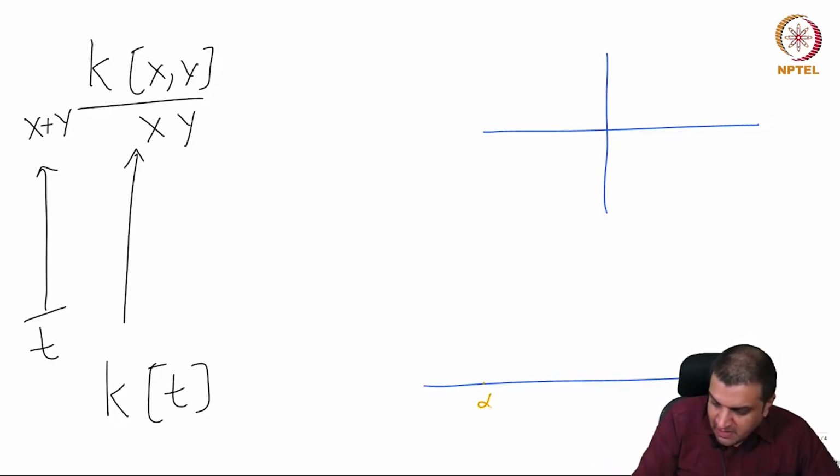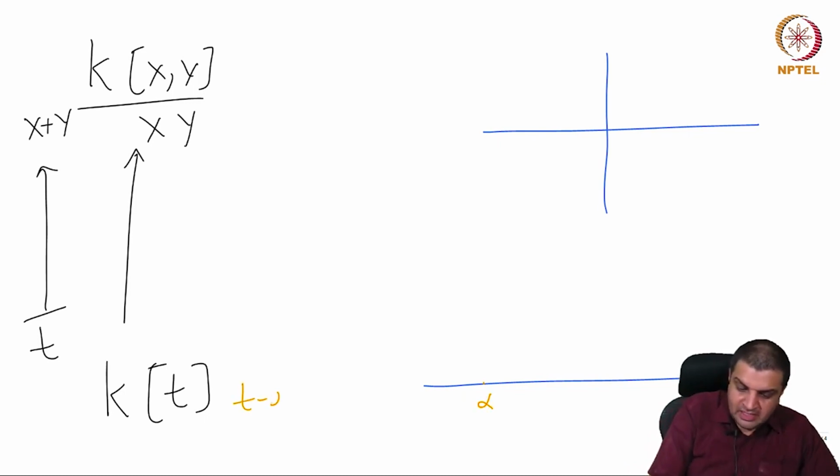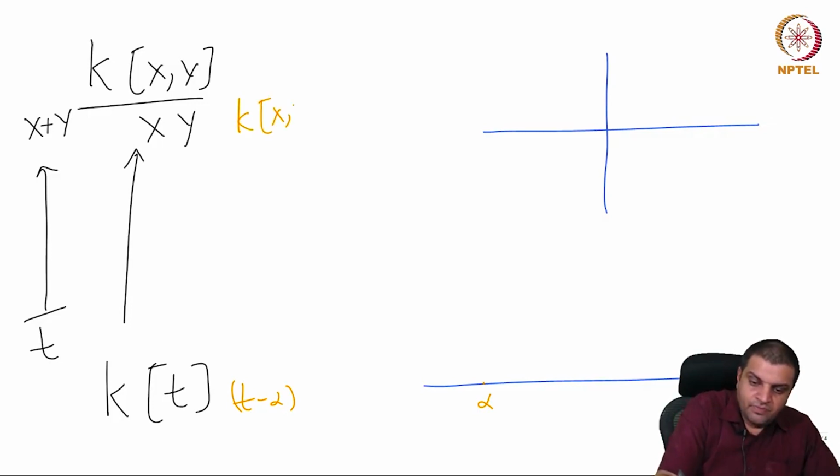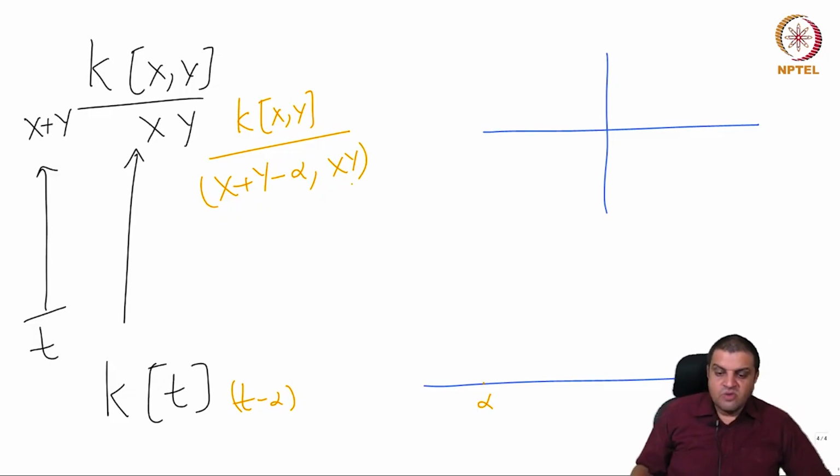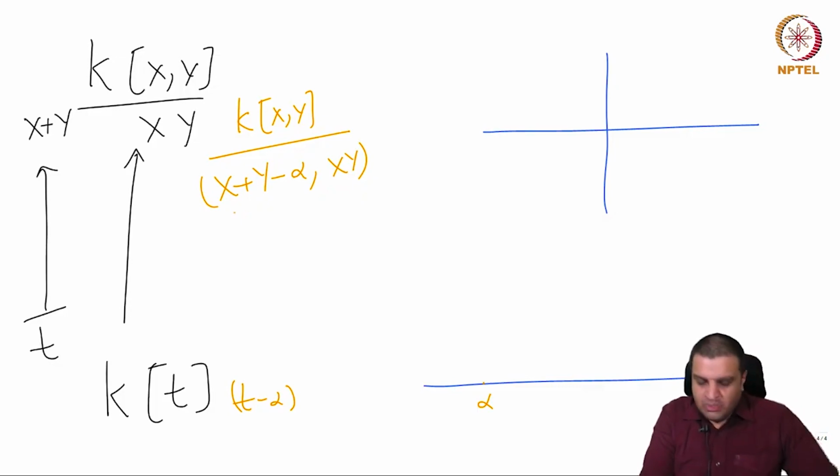So some alpha here. So here is t minus alpha. Here it means kxy modulo t minus alpha, t is just x plus y minus alpha and then xy. Okay. Now, irrespective of the value of alpha, this has one or two solutions.